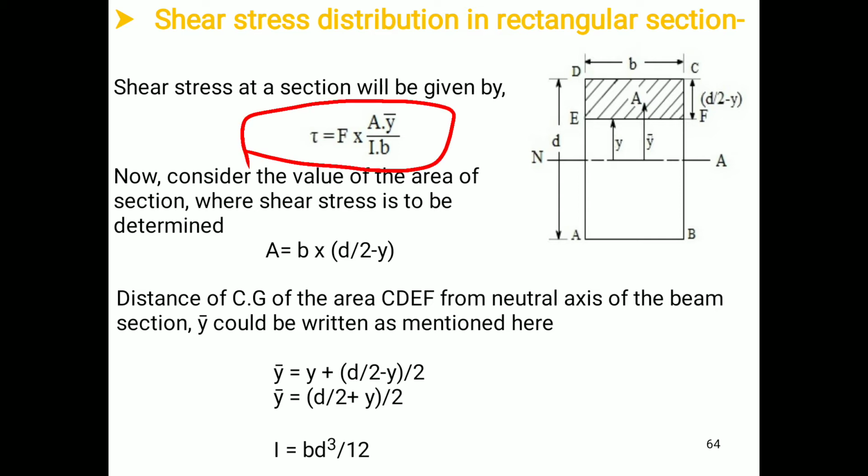Now we are going to derive one term at a time. First of all, we have F as it is. We are going to find out the value of A y bar. We are going to find out the value of I also. We are going to find the value of B also. Now first of all, we will find out the value of area A.